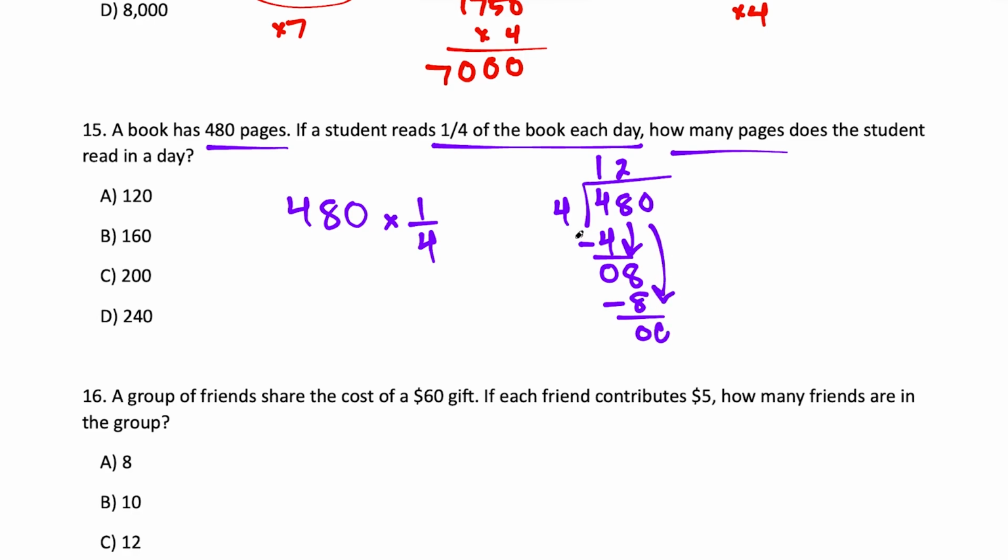And then we have 4 goes into 0 0 times. 0 times 4 is 0. So when we subtract 0 here, we have no remainder. So this tells us that the student reads 120 pages per day. Choice A is our answer.